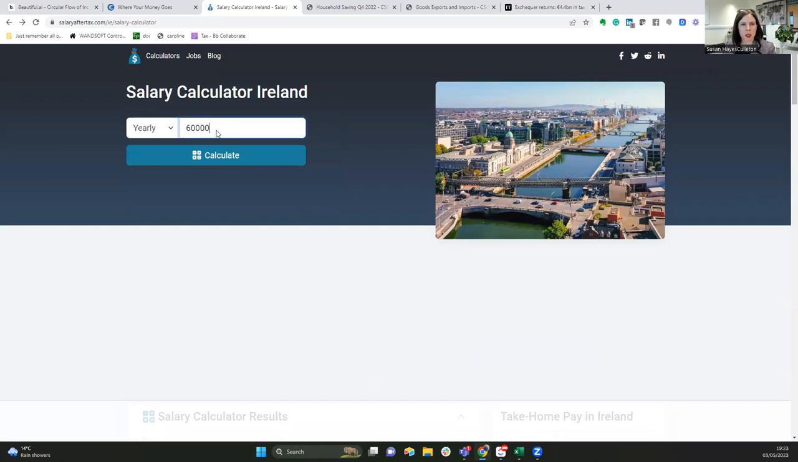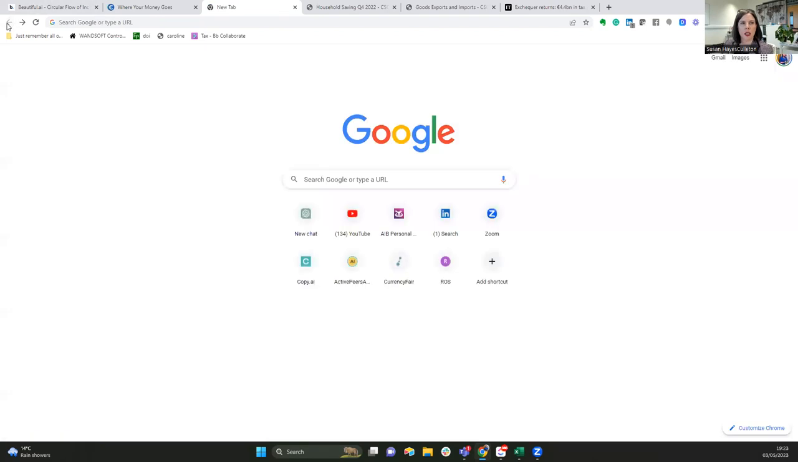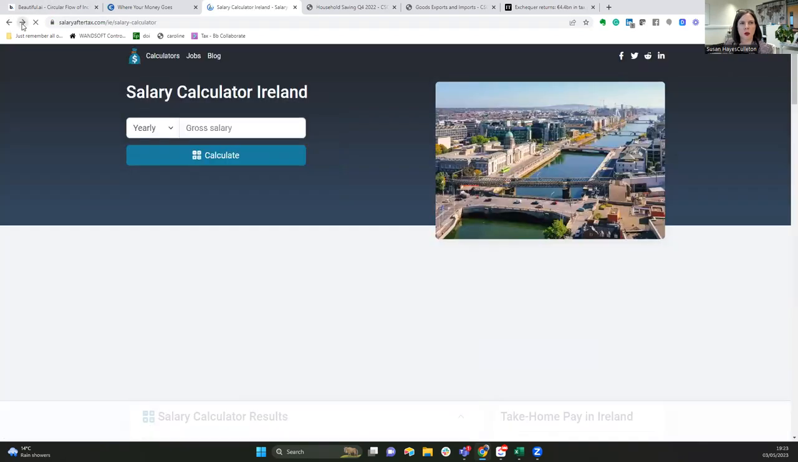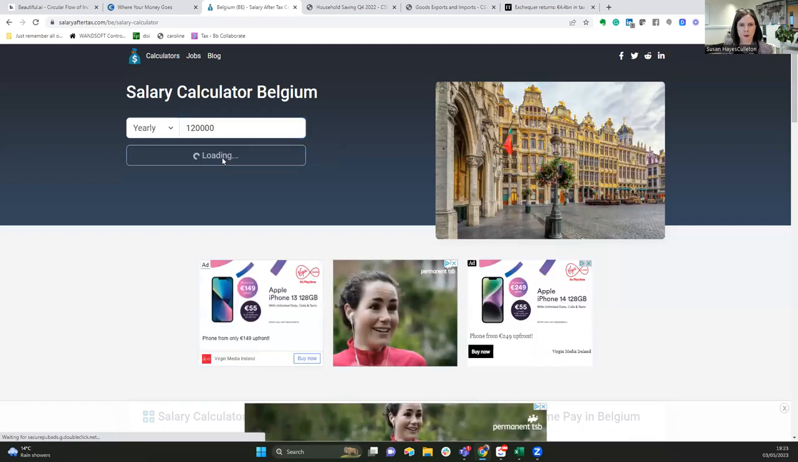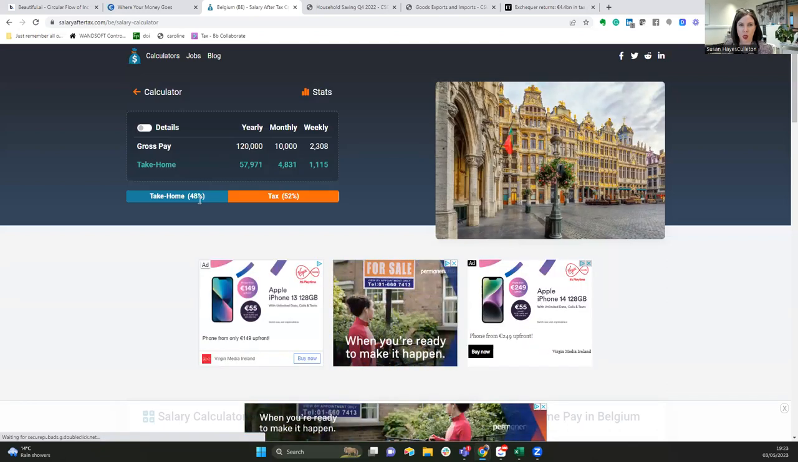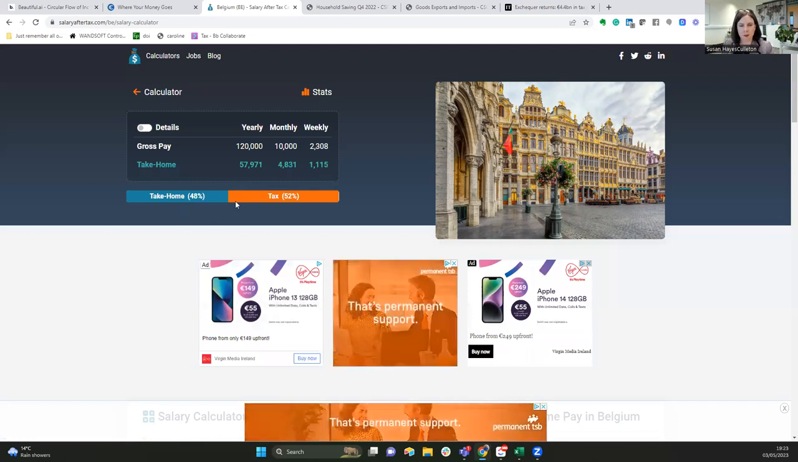I think it was 28%, whereas here it's 41. Yeah, it was. Now, if I was to do so with 120,000, this was 60,000 take home pay, 60% take home pay. How much would it be here? You'd actually be taxed more, for every euro that you would earn. You're actually paying more to the government than you're keeping yourself in Belgium.